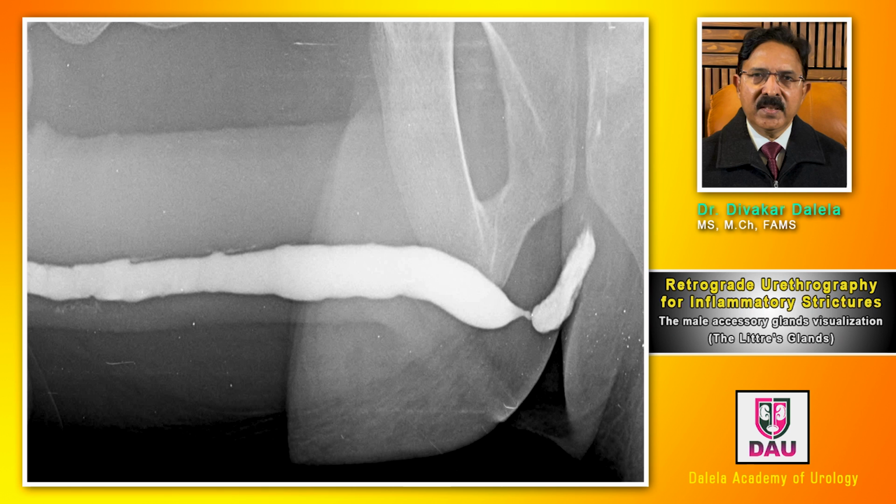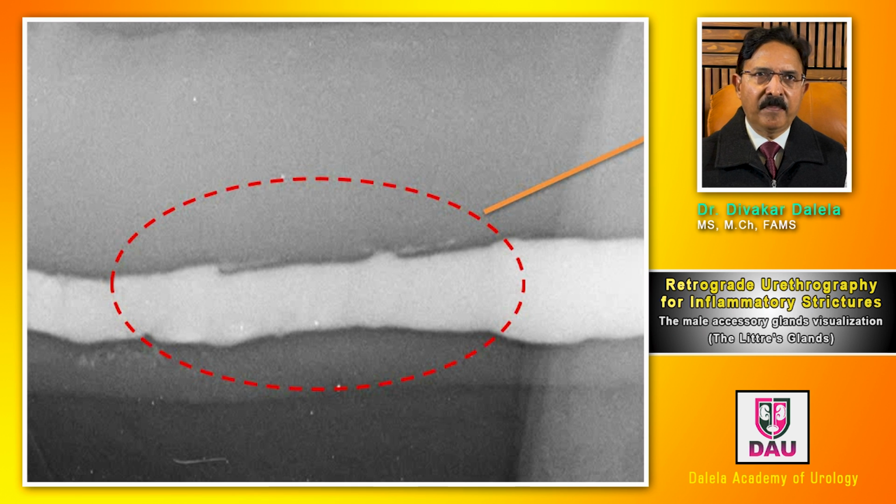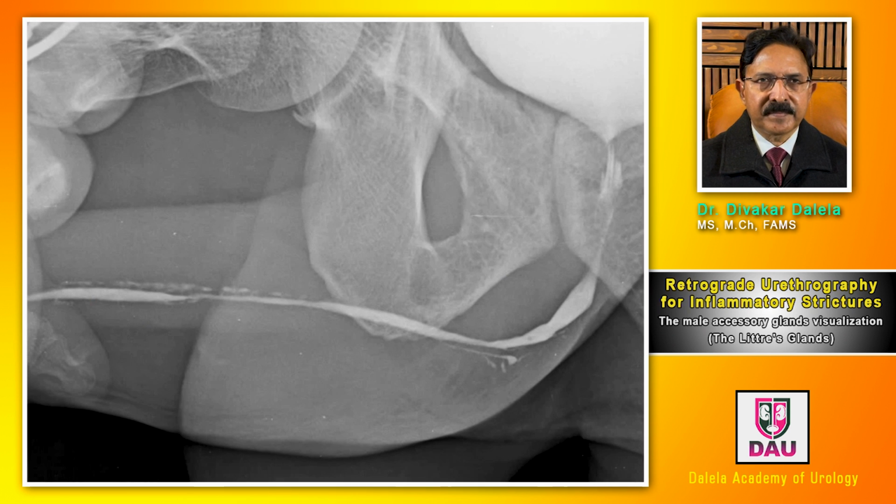Now, if you look at this urethrogram picture and you see what lies in the wall of the urethra and what are the ductal structures, these ductal structures are Littre's glands which are opening in the lacunae of the Morgagni. You will see a kind of a pyramid in the outline of the urethral wall in the urethrogram within the circle, and from the top of the pyramid you see a tail-like structure going out. The tail-like structure is a Littre's gland. The mound-like structure that you see is a lacuna of Morgagni.